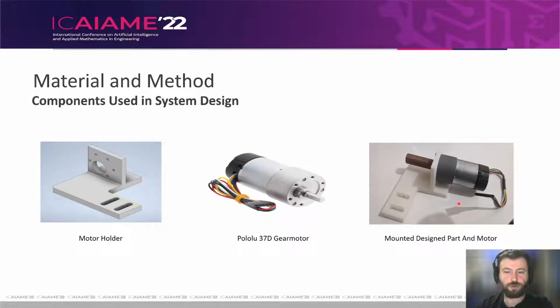Pololu gear motor was used in this project. This motor could not be mounted directly to the conveyor belt system. Therefore, a part was designed via Autodesk Inventor software and printed by a 3D printer. This is the design part. Then the motor and designed motor holder were combined and mounted on the conveyor belt system, as you can see.